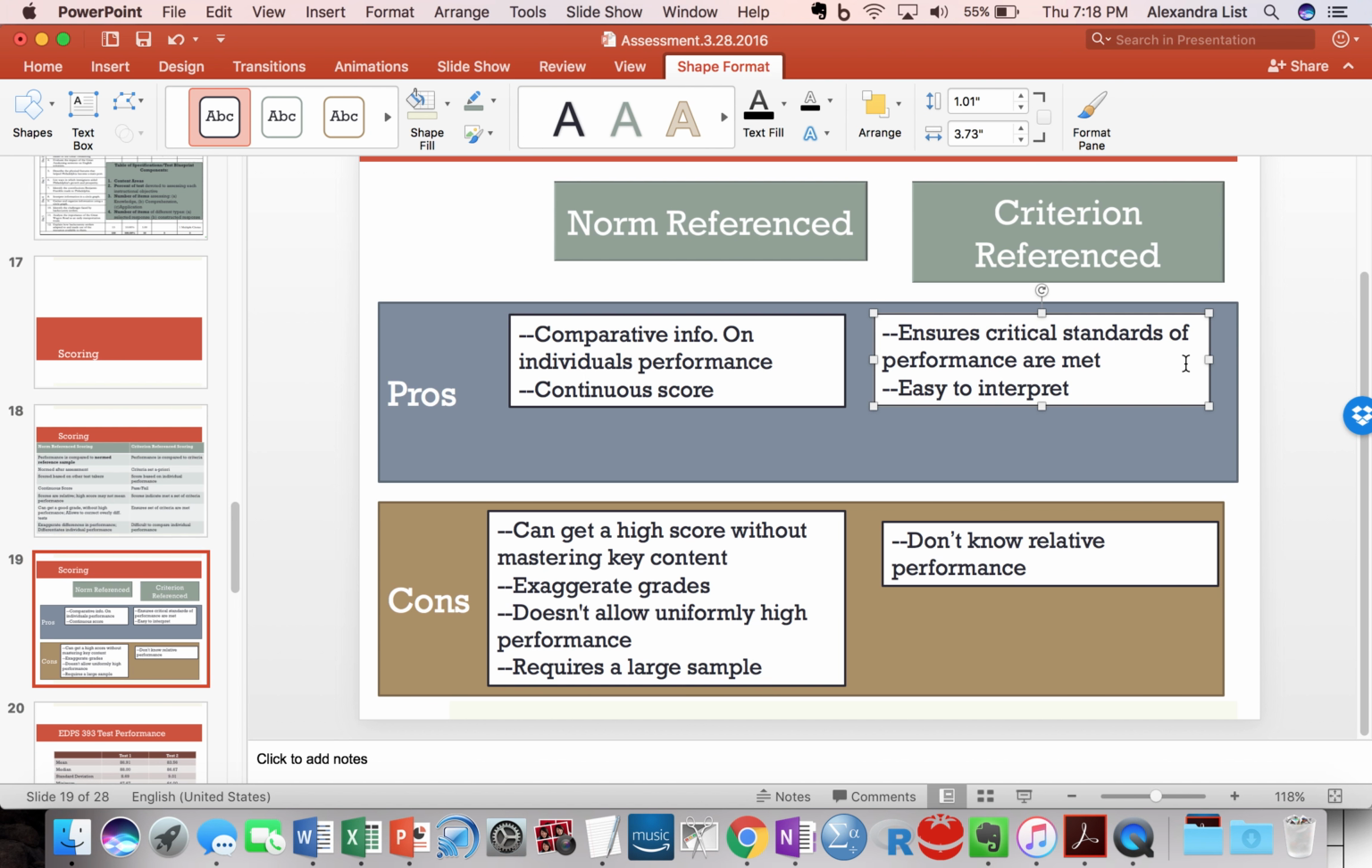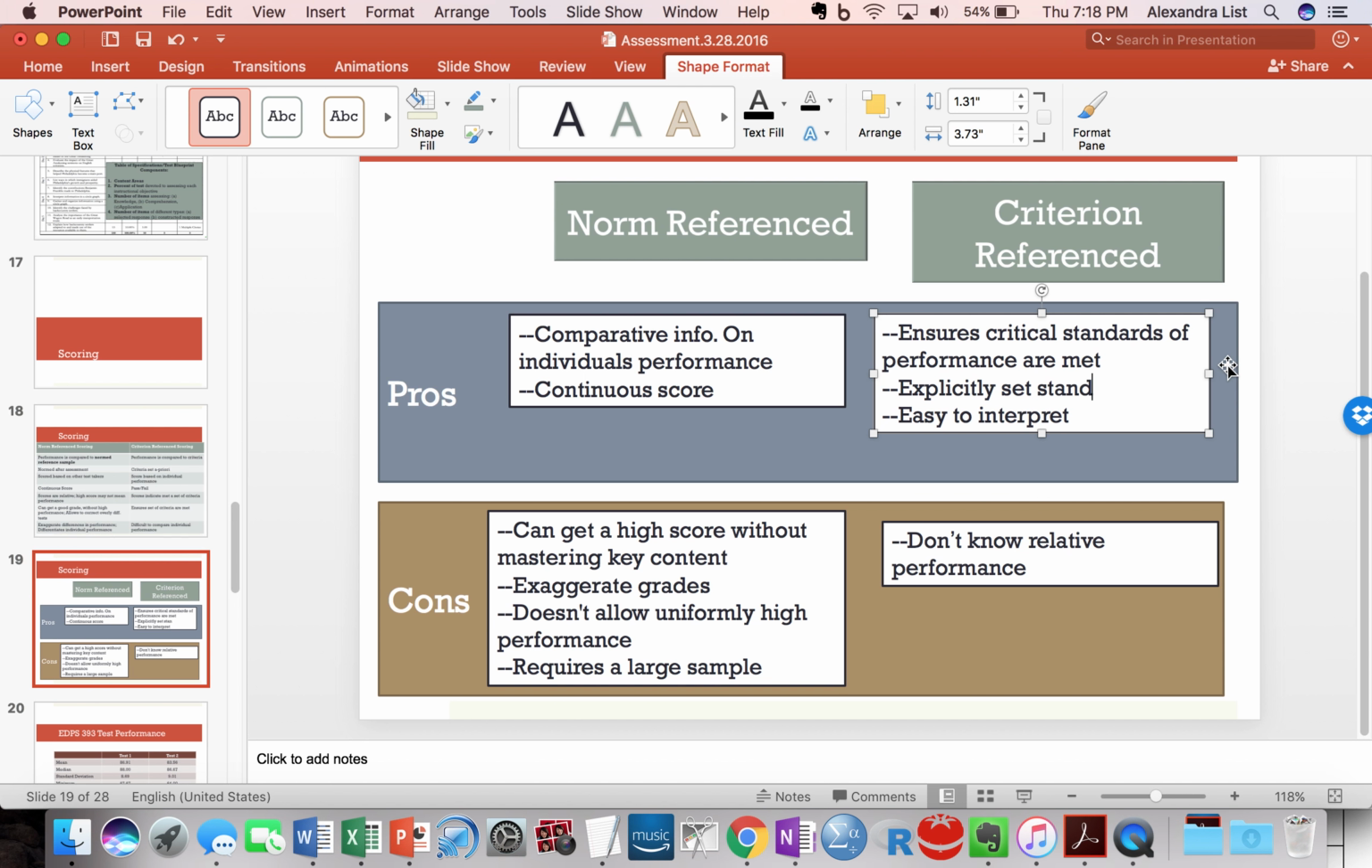Other benefits of criterion reference scoring is that it goes hand in hand with ensuring that critical standards of performance are met. It also explicitly sets out those standards, which is helpful for test takers. It's helpful for those looking at the test. So if you're preparing, you know exactly what you need to know. Whereas in the case of norm reference tests, it all depends on who else is taking the test. So you don't quite have the same level of explicit information about what the test is asking of you.